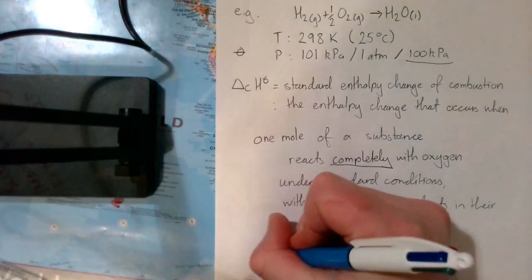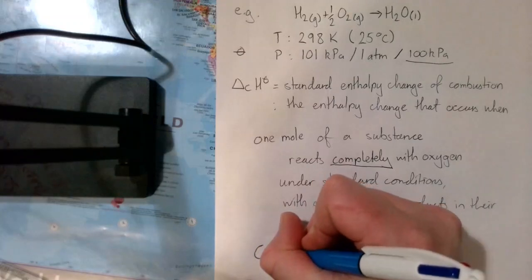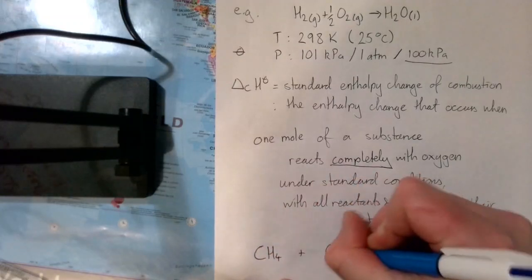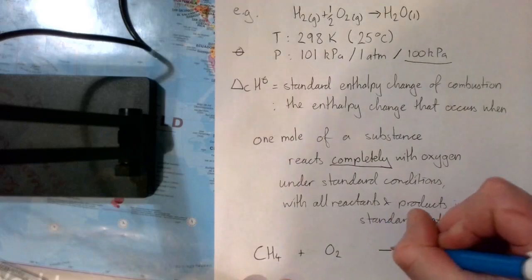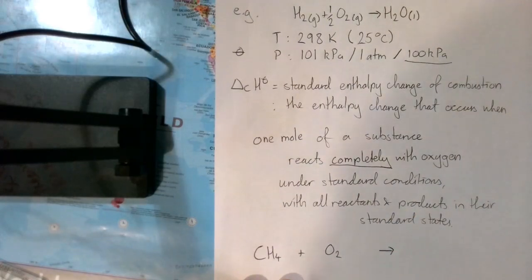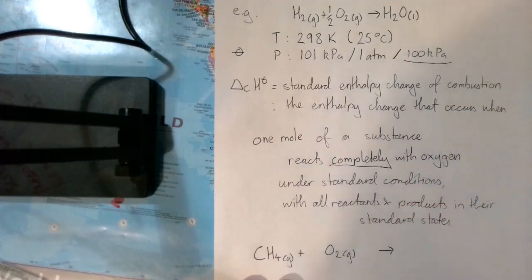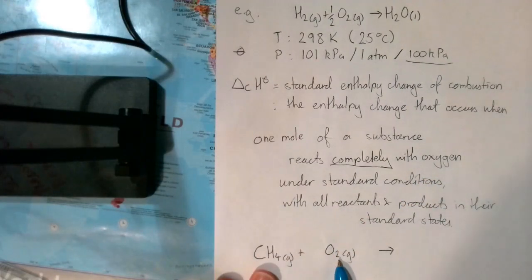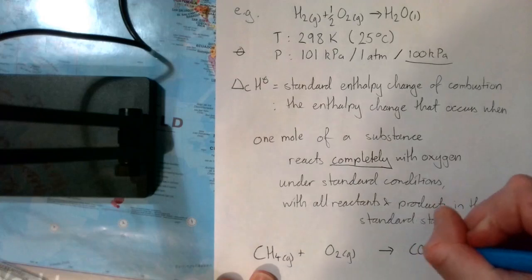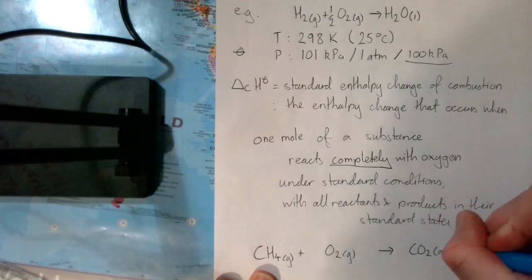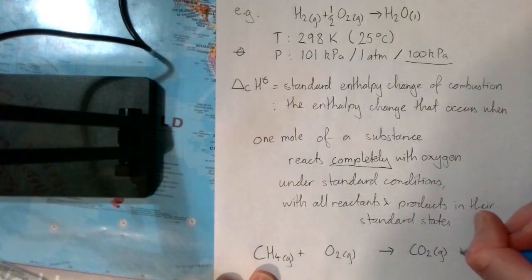So if we give an example, methane is CH4. We're going to react it with oxygen. Right, well we better go through some standard states. Methane is a gas at standard temperature and pressure, so is oxygen. We have to react completely, no carbon monoxide, we're going to have to get all the way to carbon dioxide. Oh, that's a gas at room temperature.